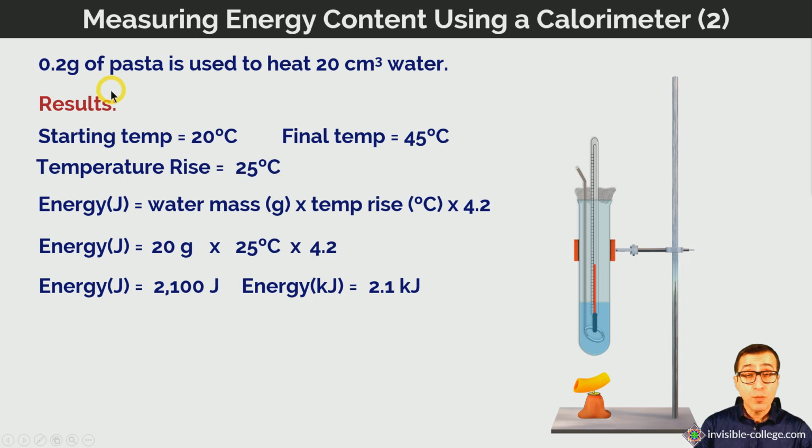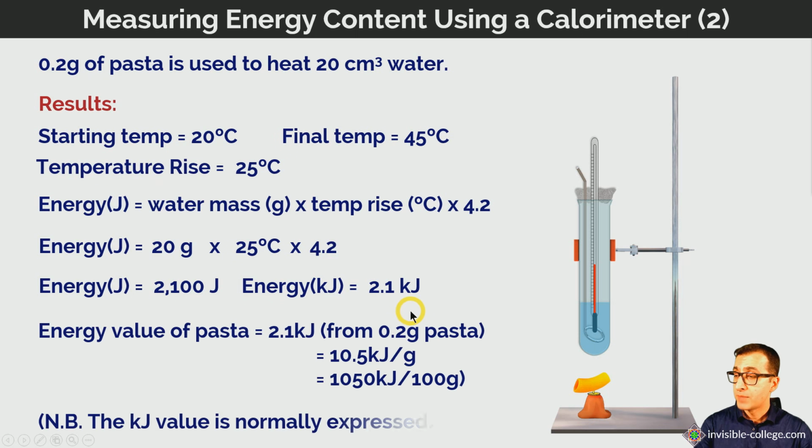Now we had 0.2 grams of pasta. So if we wanted to calculate how many kilojoules of energy there were per gram of pasta, we would divide this energy content by the number of grams of pasta that we had. So we would get this 2.1 from 0.2 grams of pasta gives us this value here. So we divide 2.1 kilojoules by 0.2 and we get 10.5 kilojoules per gram, which equates to 1050 kilojoules per 100 grams. Now I include this line here because typically the energy content of food is expressed per 100 grams of food.